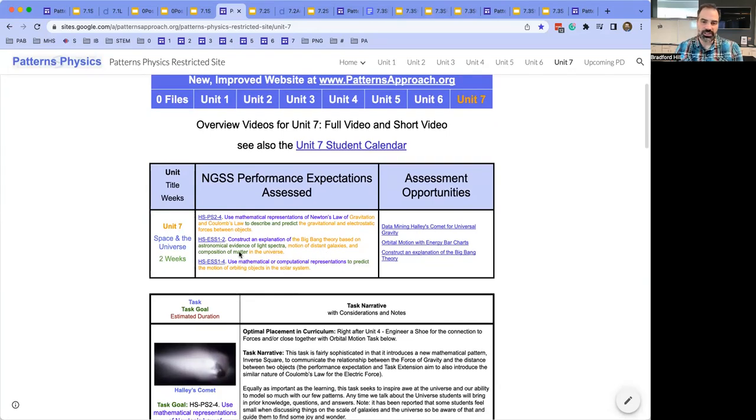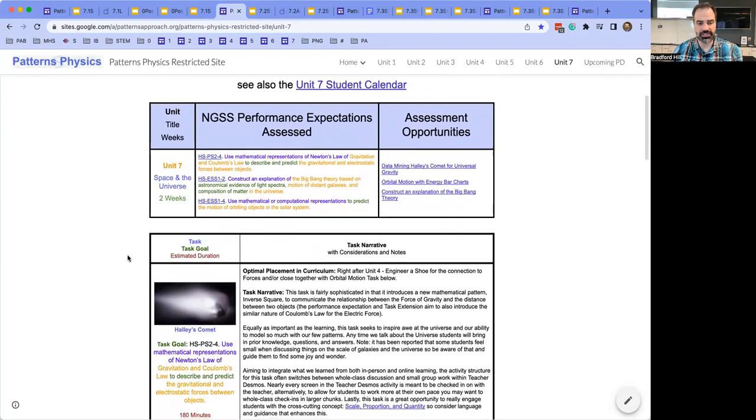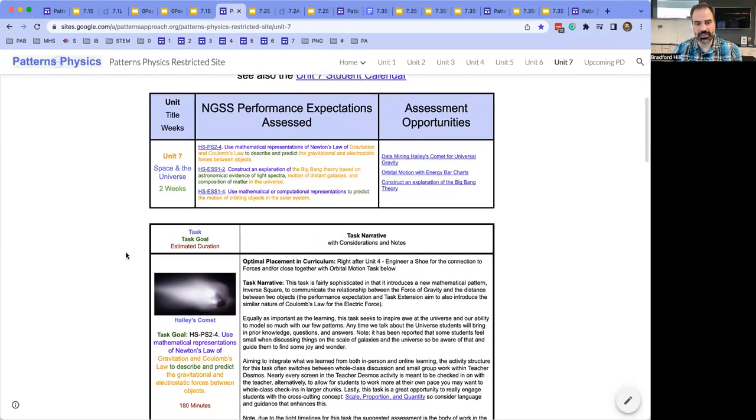Now, it is titled Unit 7, but really this is flexible. The three 2-day units can be spaced throughout the year. So if you have 2 days before winter break that you don't have something for, and you don't want to start the next unit, try out Halley's Comet. We'll talk about the ideal placement for each of them as we take them on.